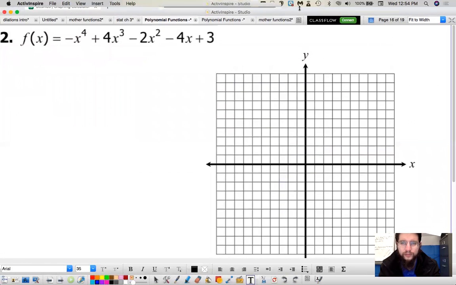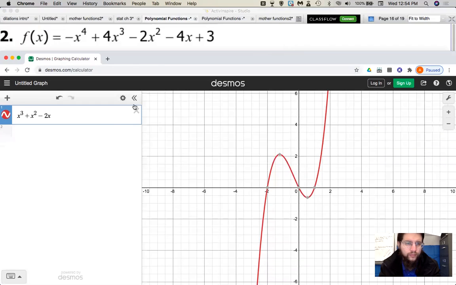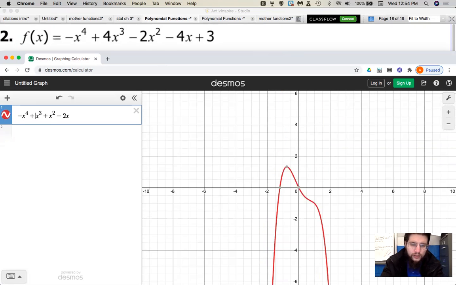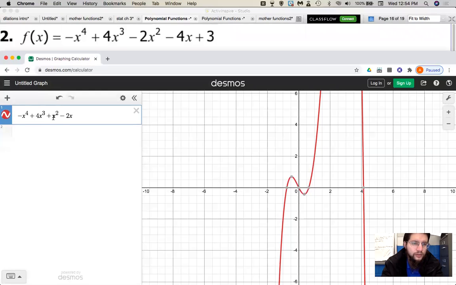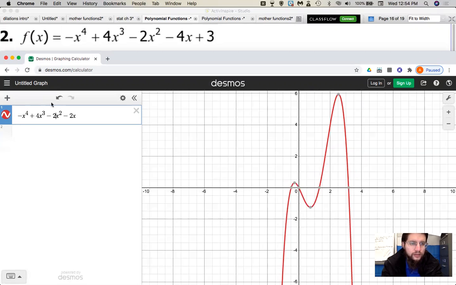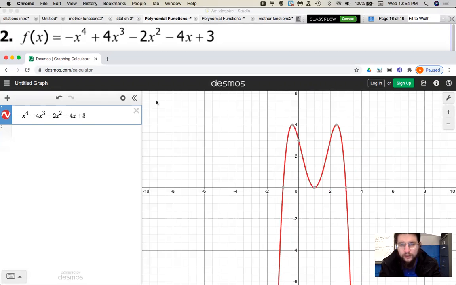Long way, sorry. -x to the 4th plus 4x cubed minus 2x squared minus 4x plus 3. There we go. So notice it's an even degree. It's got 1, 2, 3. Interesting.